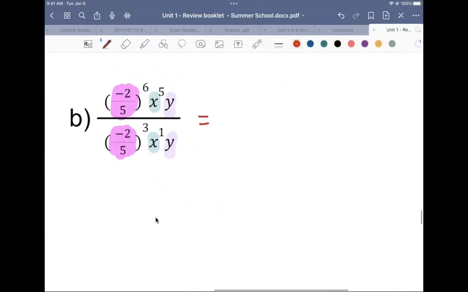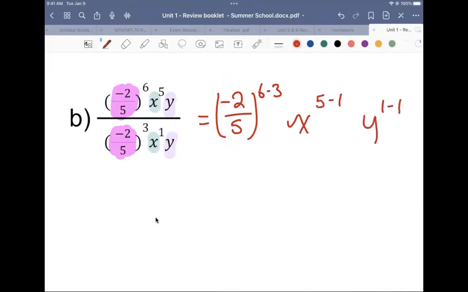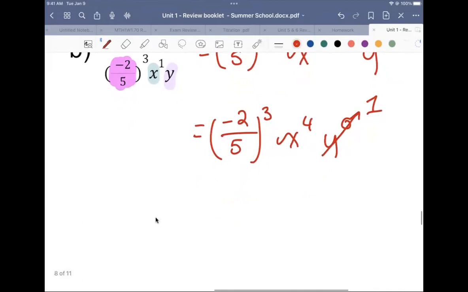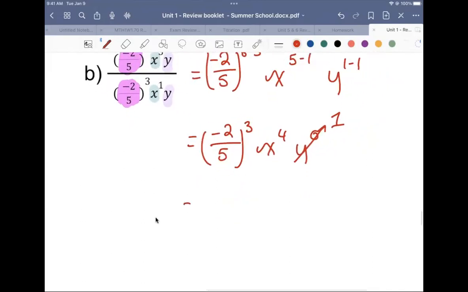So in this case, it's going to be negative 2 over 5 to the power of 6 minus 3, x to the power of 5 minus 1, and y to the power of 1 minus 1. So this will be negative 2 over 5 to the 3, x to the 4, and y to the 0. That turns into 1, and any number times 1 is itself, so we can drop it at this point.